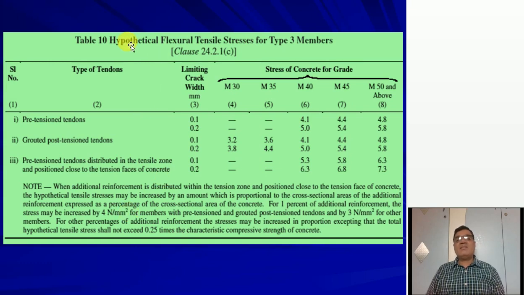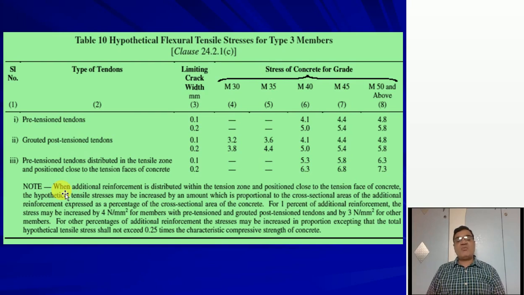In table number 10, the hypothetical flexural tensile stress for type 3 structures is given. Now, in this, there are pre-tension tendons, group post-tension tendons, and third, pre-tension tendons distributed in the tensile zone. Well, for each type of tendon, the limiting crack width is given, like 0.1 mm, 0.2 mm, again 0.1, 0.2 like this, okay. And for each limiting crack width, for different grades of concrete, the values are given. For pre-tension tendons, since M30 and M35 are not allowed, it is M40, M45 and M50 and above. This is the value of the permissible tensile stress. So likewise, for different members, it is given.